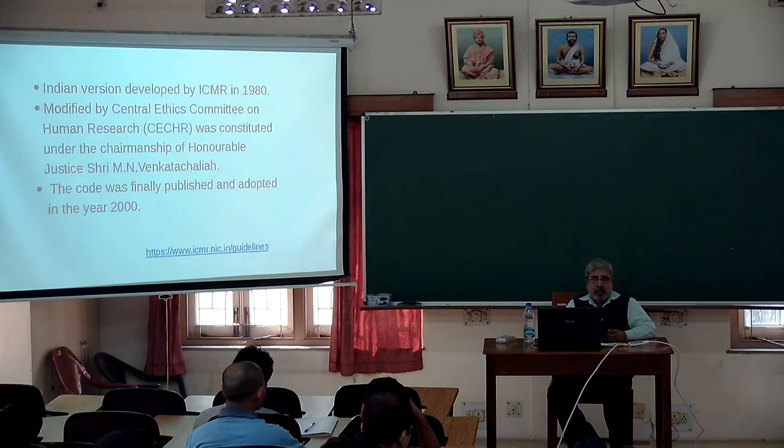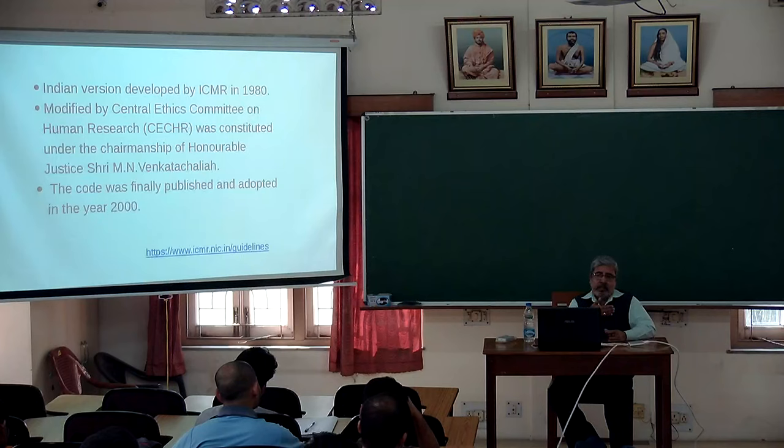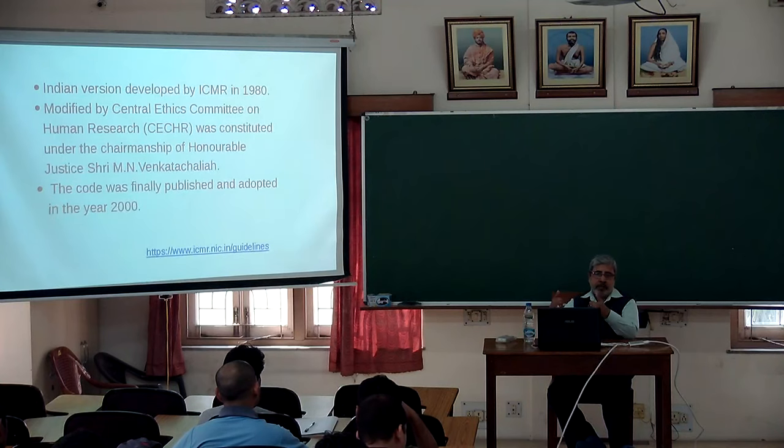But at that time it was only one ethical code, only one book. That contained one portion as general ethics, which is for everybody, then specific ethics for different kinds of experiments: tissue culture experiments, biotechnology experiments, then animal experiments. So there was one general guideline and then specific guidelines. That was the structure of the book.